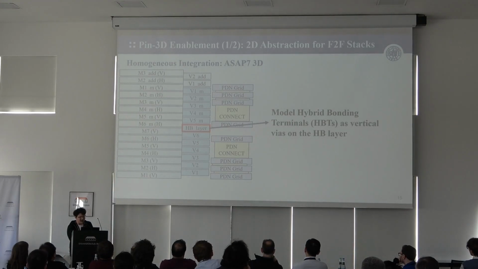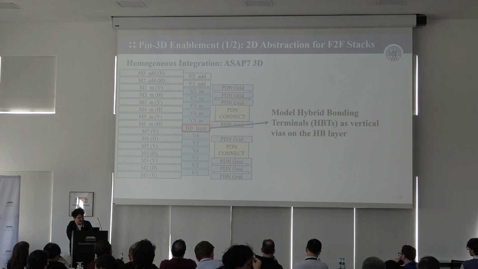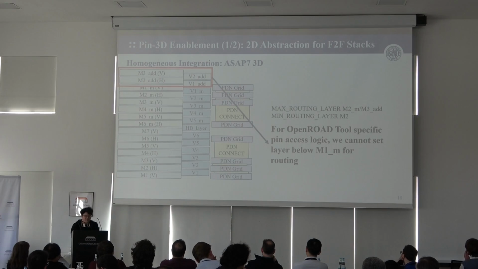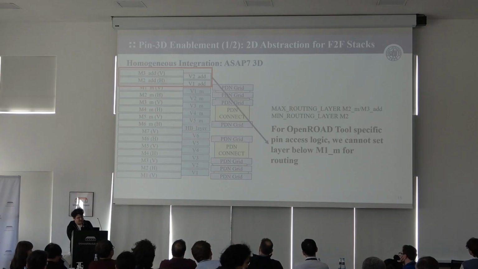The hybrid bonding terminals, or HBTs, are modeled as vertical connections between the two dies, so cross-tier connectivity can be represented explicitly. From the tool's point of view, the design now looks like a unified routing environment with controlled routing layer access. This allows us to reuse mature 2D engines to run the flow on a 3D stack.